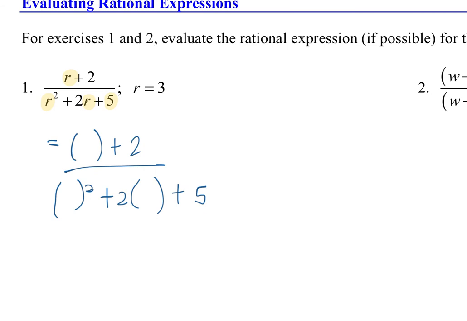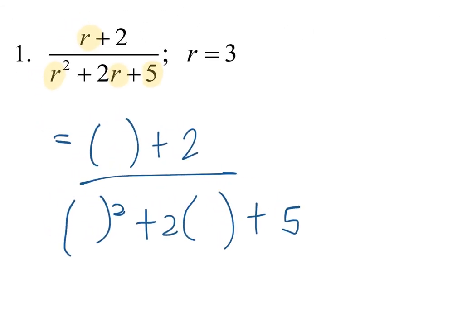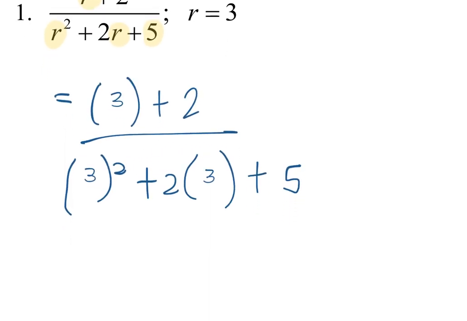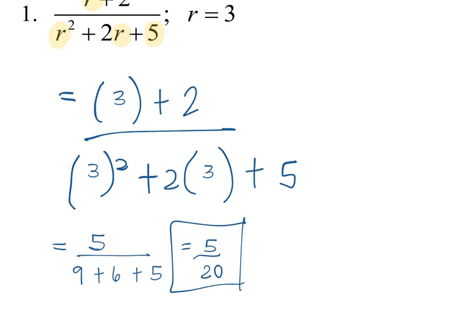Notice that I have put a set of parentheses everywhere that the variable is located. Now I'm just going to plug in the number 3 that it wants me to plug in, and simplify. The numerator becomes 5, and in the denominator 3 squared is 9, plus 6, plus 5. That gives us 5 over 20.